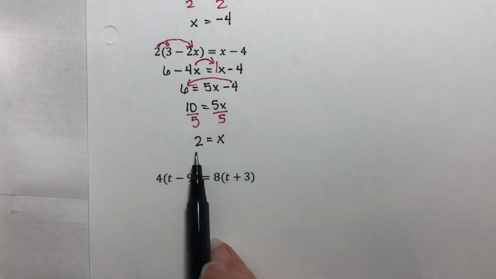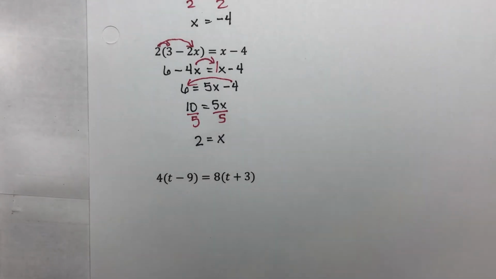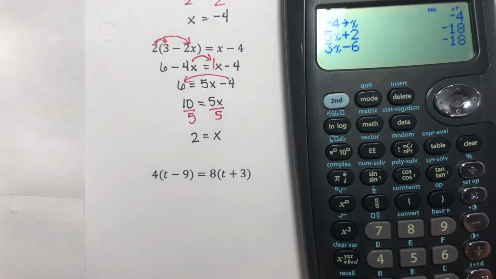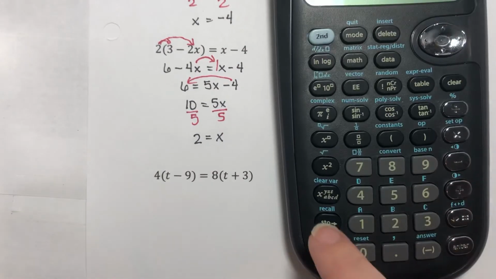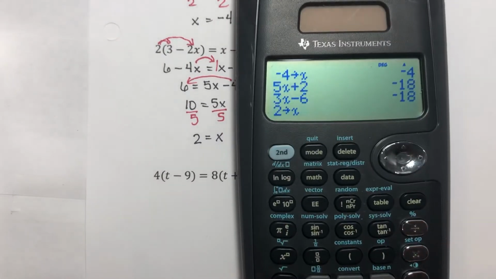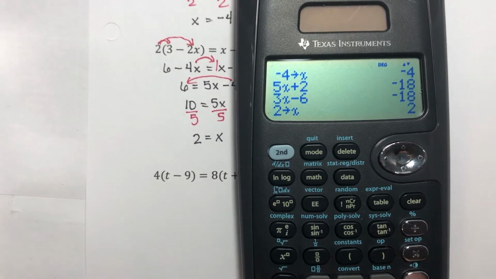If you take this and put it in the memory and plug it into both sides, it should work. So let's try that. All right, I say 2 is my answer, so I type that in and I'm going to store it for x. And then what that does is it replaces the negative 4 that we had in there before. Now if I hit the variable, it's still going to be 2.